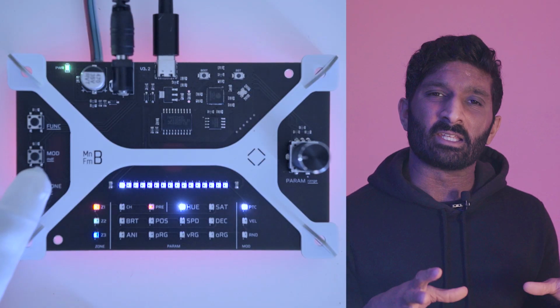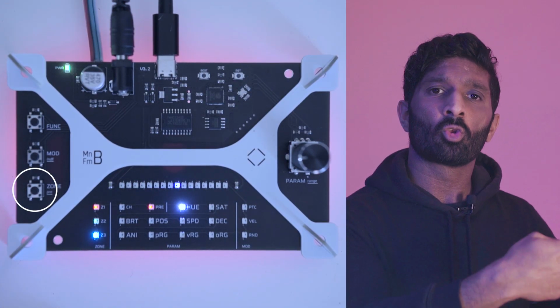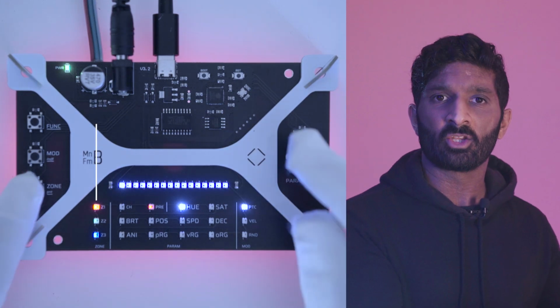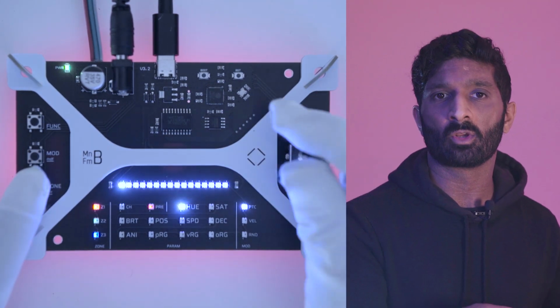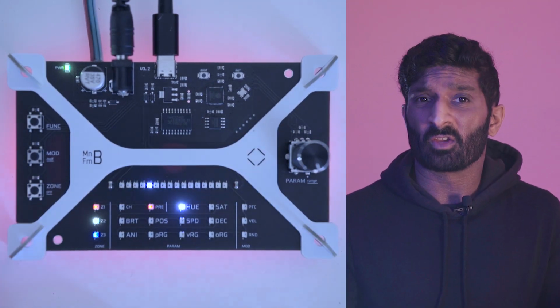All zones are displayed simultaneously, and when you press the zone button, you can scroll through the different zones, and when one is highlighted, you're now editing the parameters for that zone. So pretty simple to use. That's pretty much all you have to know about them.